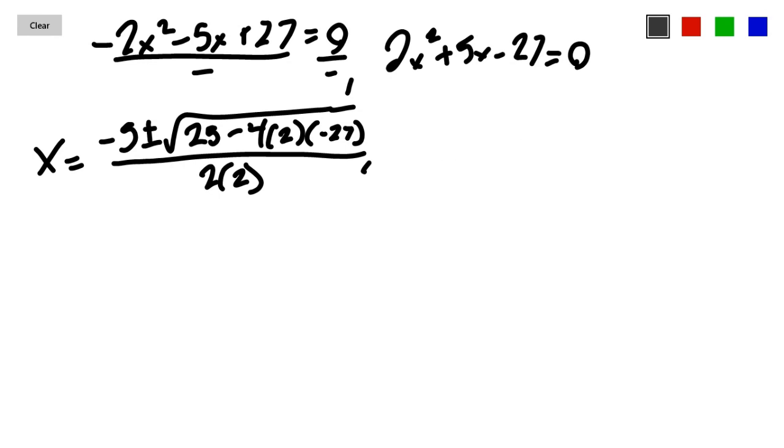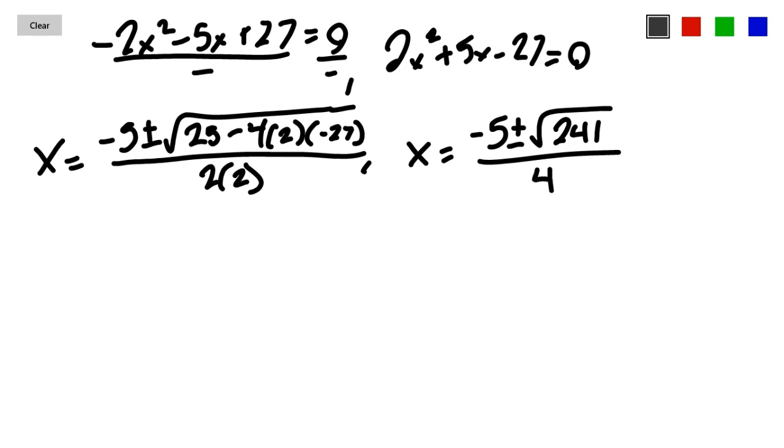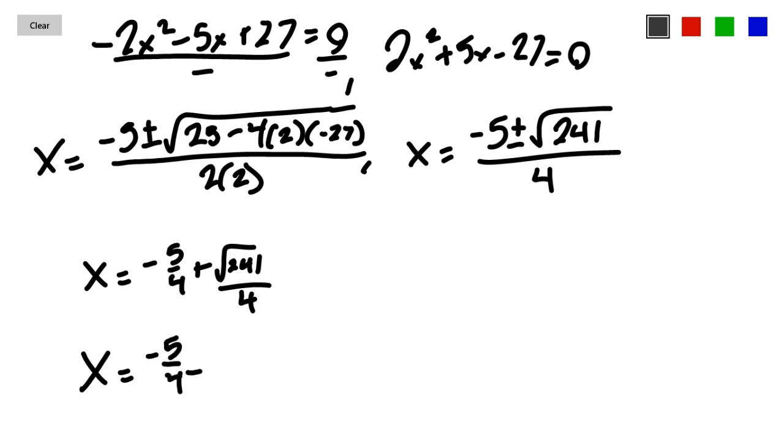So what this is going to give you is x is equal to negative 5 plus or minus the square root of 241 divided by 4. So 241 is a prime number, so we just leave it inside the root. It doesn't have any sort of perfect square factors. So x is going to be equal to negative 5 over 4 plus the square root of 241 over 4, and x is going to be equal to negative 5 over 4 minus the square root of 241 over 4.